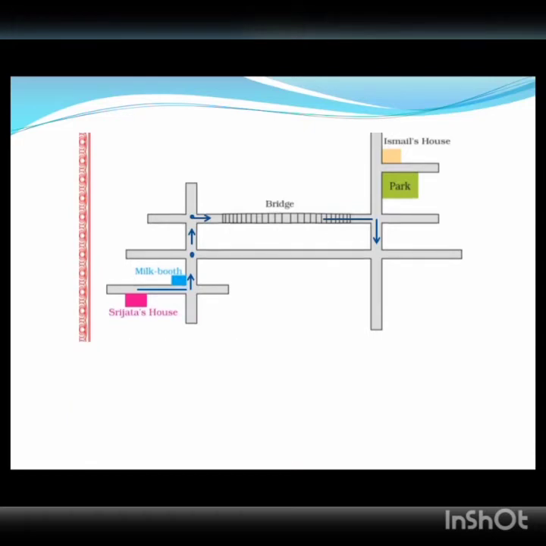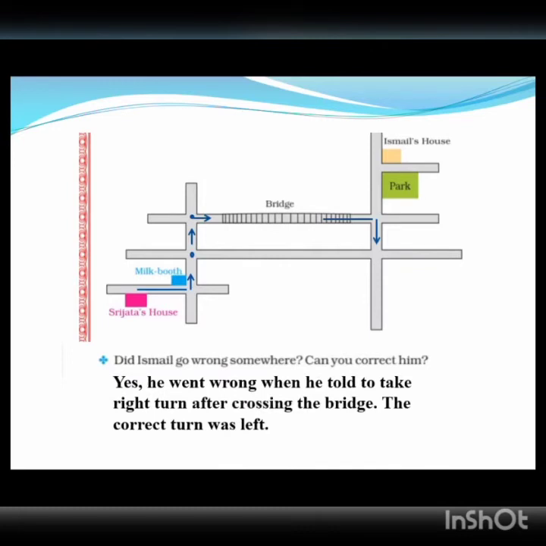Now, here we have some questions. The first question, did Ismail go wrong somewhere? Can you correct him? Yes, we know the route was wrong. So our answer is yes, he went wrong when he told to take right turn after crossing the bridge. The correct turn was, yes, left.